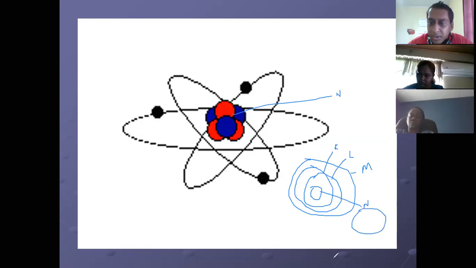In the nucleus, you're going to find protons and neutrons. In the shells, or these things we call K, L, M, we find electrons. So these things you see out here are electrons, and inside here you see red and blue. One will represent the protons, the other will represent the neutrons. But what you're looking at here, if you look carefully, is a stable atom.